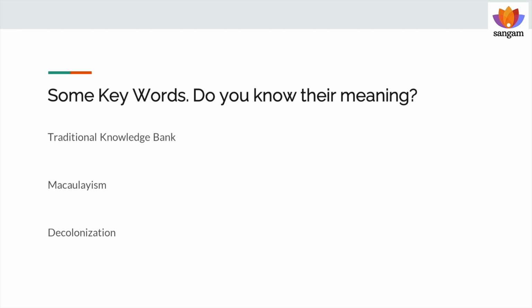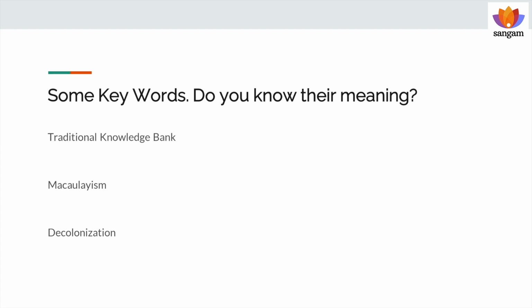That is the traditional knowledge bank. The power of understanding this word is that you realize that you are working against your own people. You are helping destroy the traditional knowledge of your own community by following the dictates of the system which has been put together by your enemy. So this is the importance of this word.